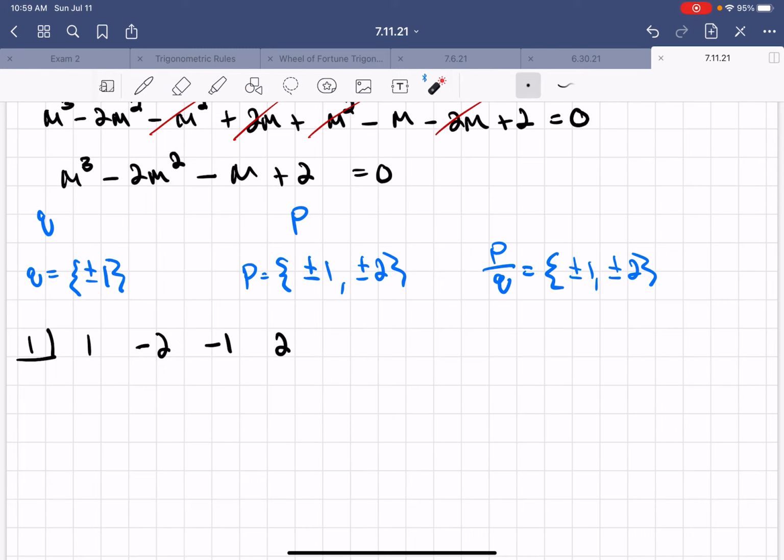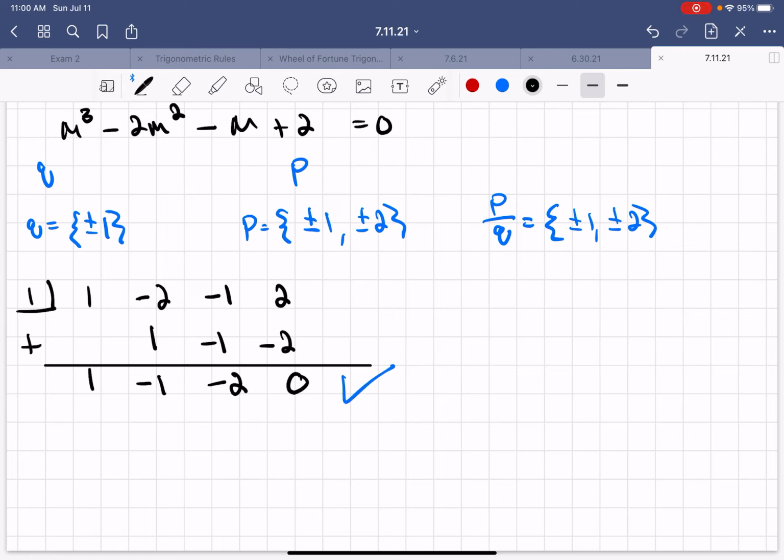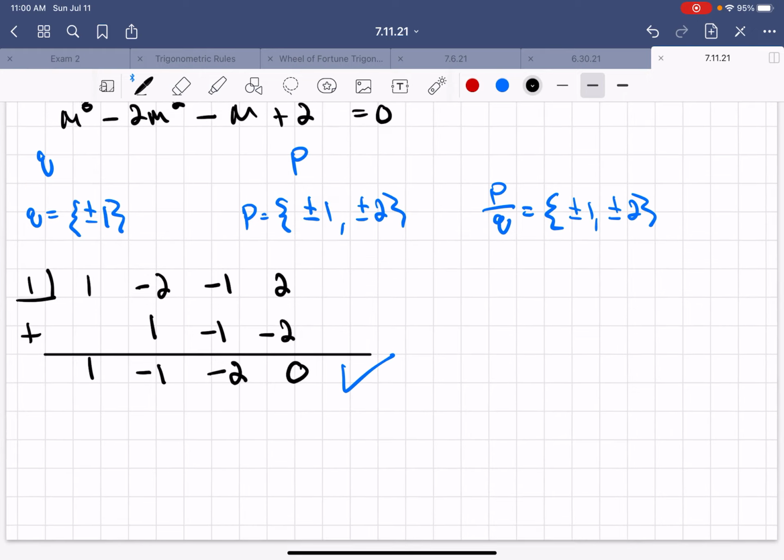These numbers are just from these coefficients right here. Put a little addition sign, bring that 1 down, multiply the 1 and the 1, which is still 1. You get negative 2 plus 1, which is negative 1. Multiplying 1 and negative 1 is negative 1. You get negative 2. Multiplying 1 and negative 2, you get negative 2. And 2 plus negative 2 is 0. So that checks out. Basically we want this last term to equal 0, that way we know it's factorable.